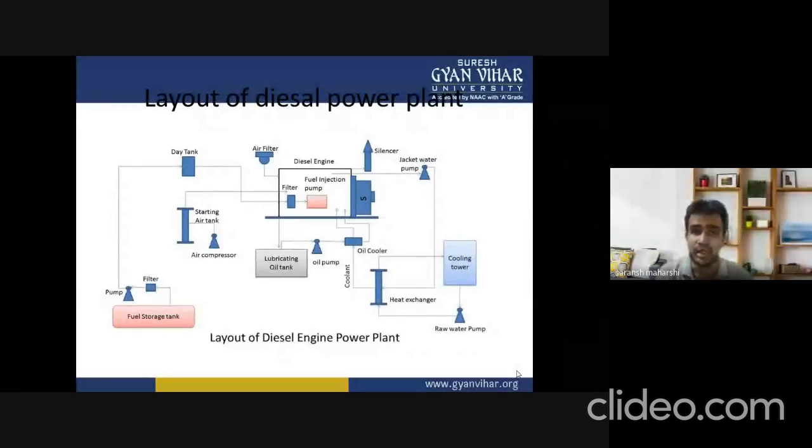In this system the air is filtered, and in the first system the water is filtered, which is connected to the silencer. The silencer exhausts the extra gases from the system. Then it is connected to the jacket water system, and the second outlet is connected to the cooling tower with the raw water pump. That is the complete layout of the diesel engine power plant.